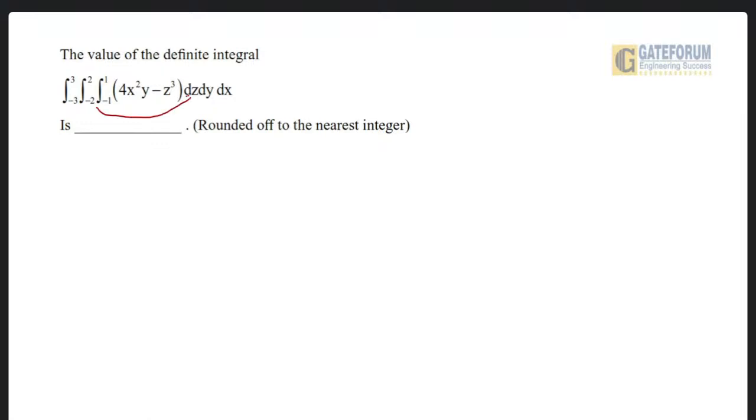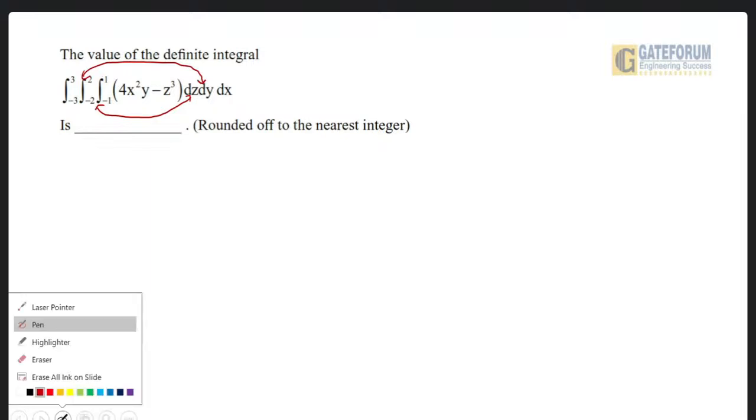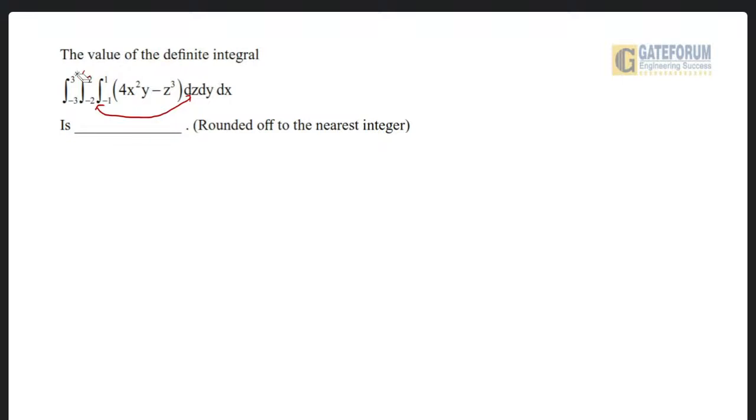The innermost variable is z. These are the z limits, minus 1 to 1. The middle integral is integrating with respect to y. These are the y limits, minus 2 to 2. And the final integration, the x limits, are between minus 3 to 3. These are the x limits. So 3 colors I shaded. Now the solution is, whenever all the 6 limits, x, y, z limits, are constants, that region is a cube or cuboid, etc.